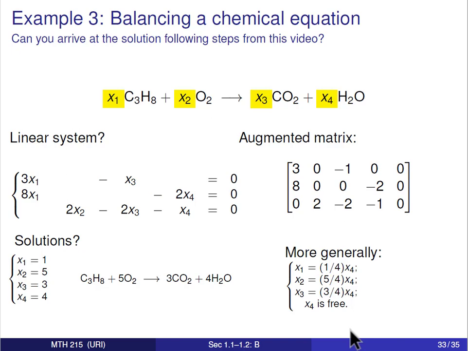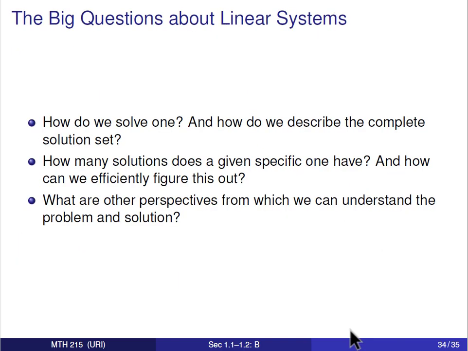But with that, we'll go back to our outcomes. We'll mention first the big questions. At this point in part 1 and part 2 of this part B, we have talked about how to solve any linear system and how to describe the solution set. Even if there are infinitely many answers, we can describe the complete solution set by giving a parametric description, as we talked about, with free variables and basic variables.